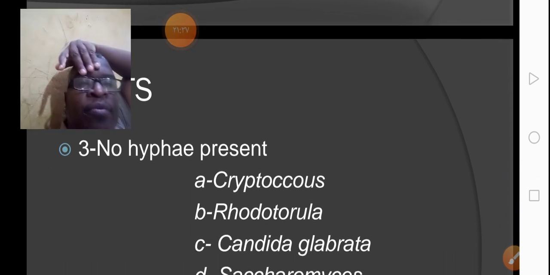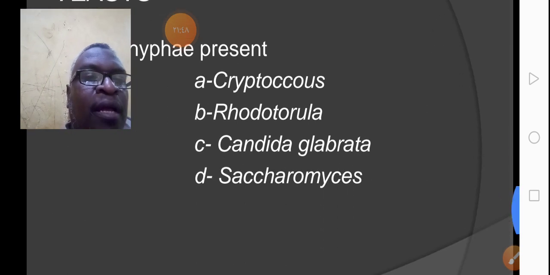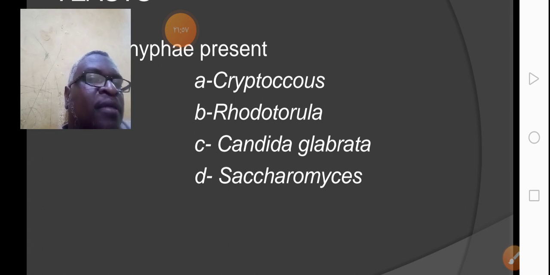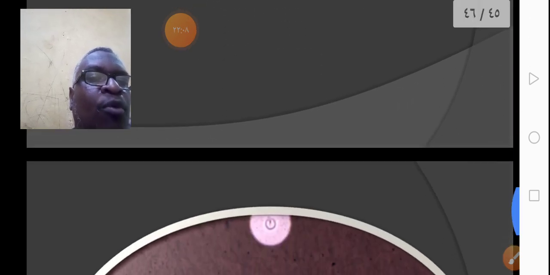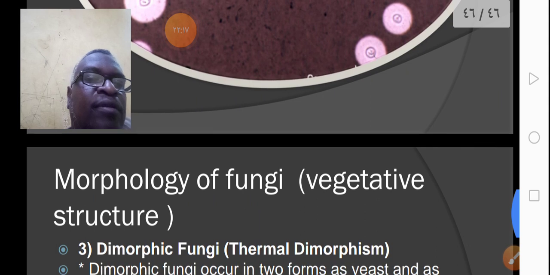No pseudohyphae can be produced by certain microorganisms, and this helps with identification of many types of yeast, like Cryptococcus, Rhodotorula, Candida glabrata, and Saccharomyces. Rhodotorula has an orange color and is always found in cold places as a contaminant. Cryptococcus, which is responsible for meningitis, we find in pigeon dung. We have Candida glabrata and Saccharomyces. Most of them do not produce pseudohyphae. As you see, Cryptococcus can produce a surrounding capsule, as seen in this morphology.